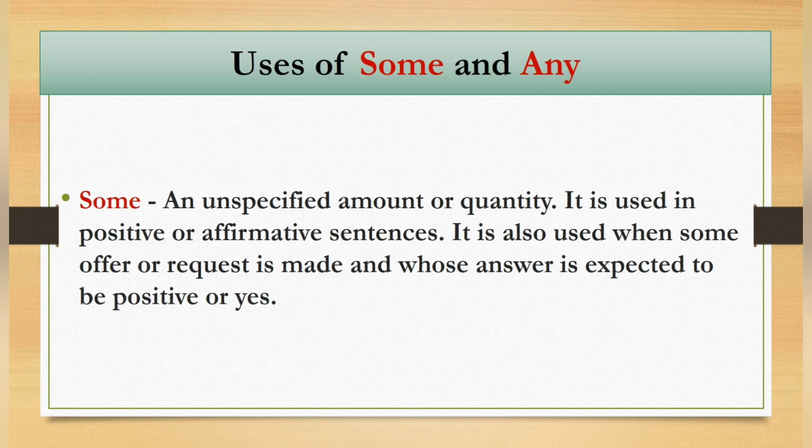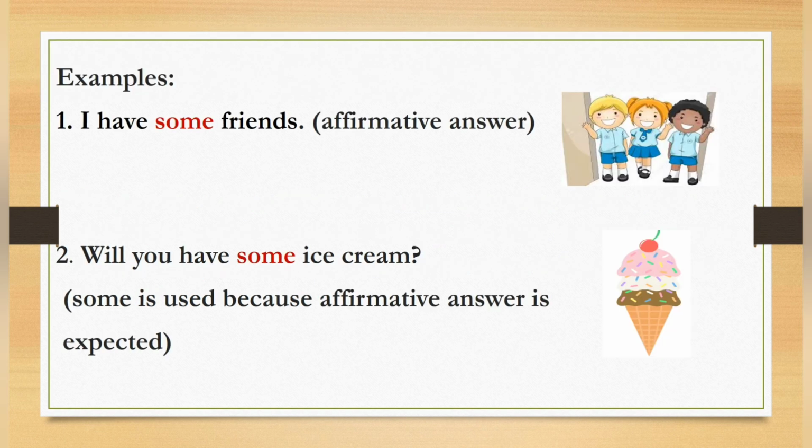Now we will talk about some and any. Let's start with some. Some means an unspecified amount or quantity. It is used in positive or affirmative sentences. It is also used when some offer or request is made and whose answer is expected to be positive or yes. Look at the given examples. I have some friends. Will you have some ice cream?